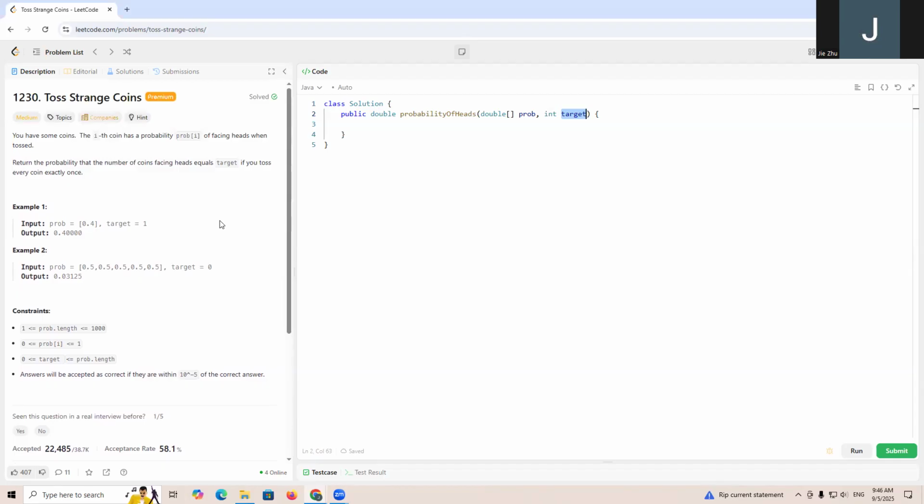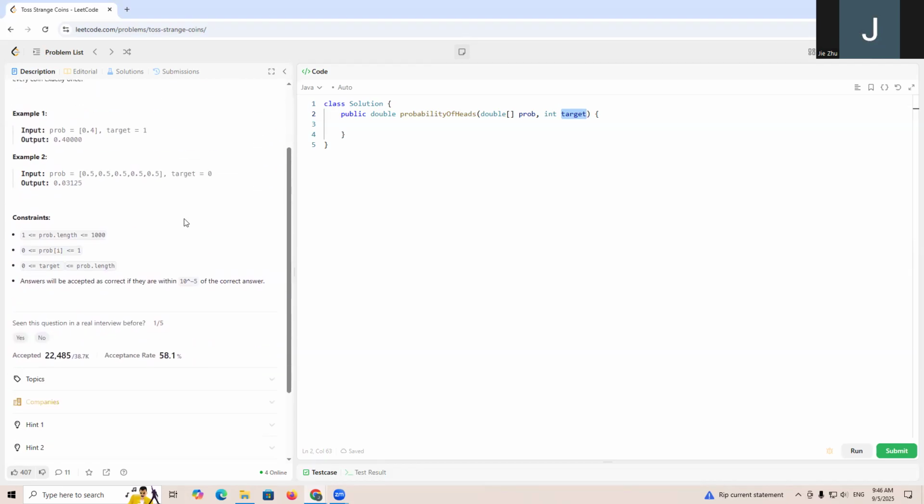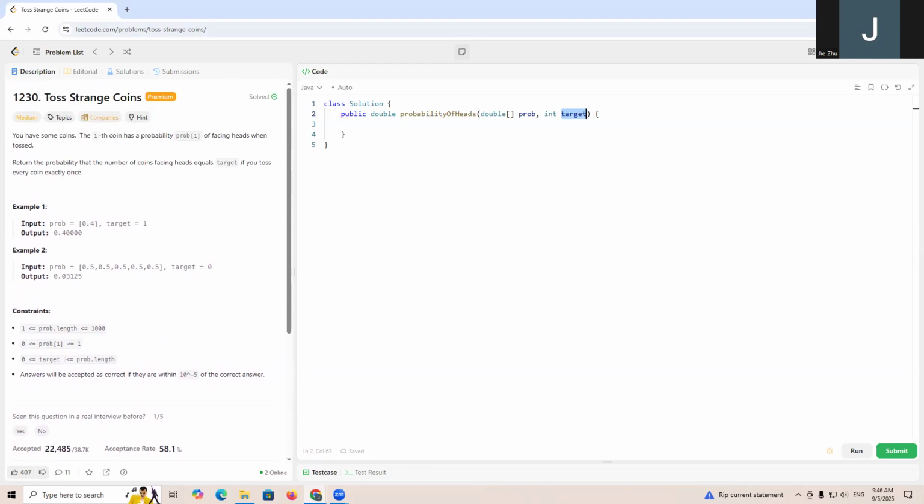So let's look at how we can think about this. Possibly this question is some kind of dynamic programming. We can use DP, for example dp[i][j], which means for the previous i coins, if we have j coins face up, what's the probability, right?